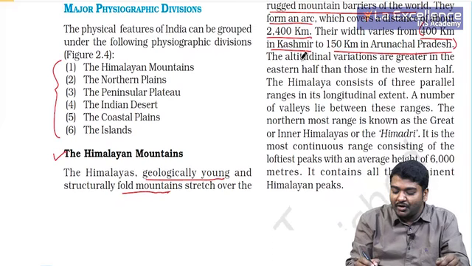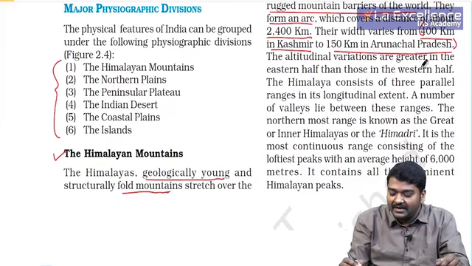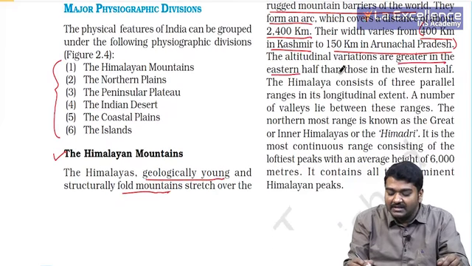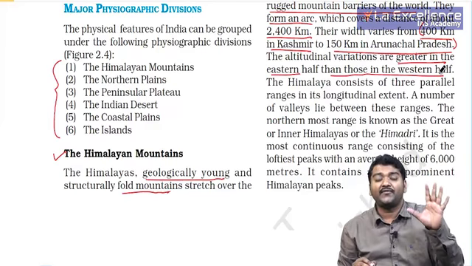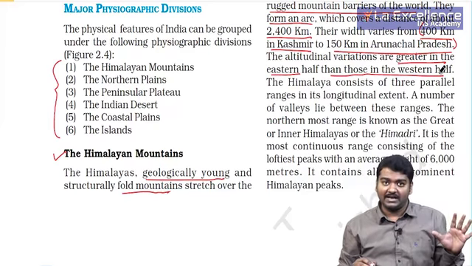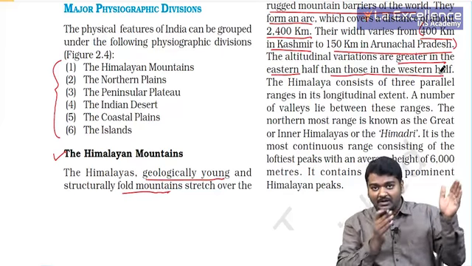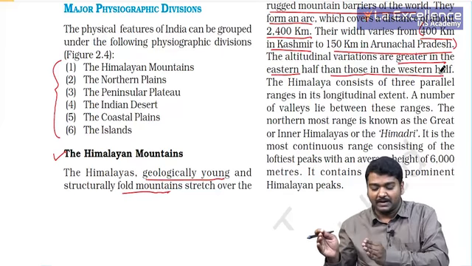Then the altitudinal variations are greater in the eastern half than those in the western half. These are the statements which they give. Consider the following statements with respect to the Himalayas. The first statement would be with respect to width. The second statement is with respect to height.